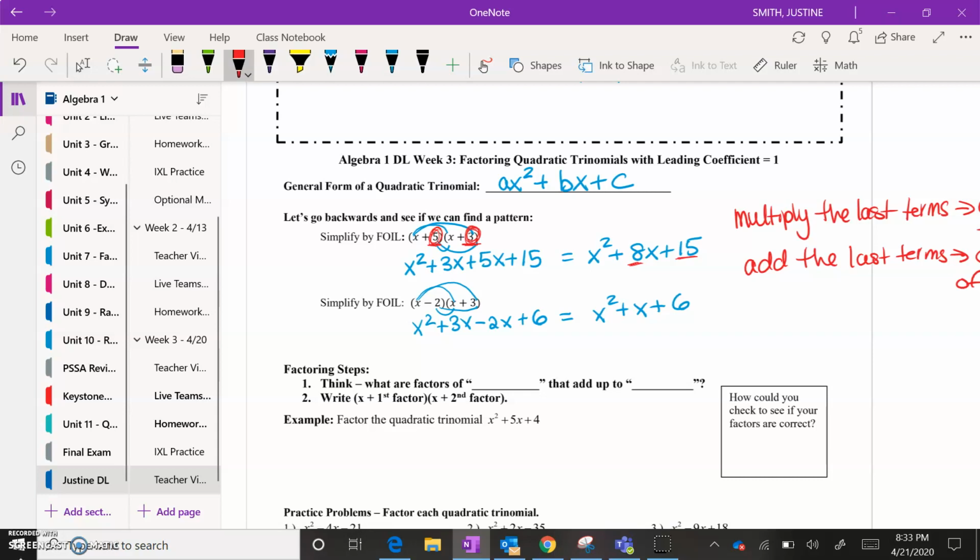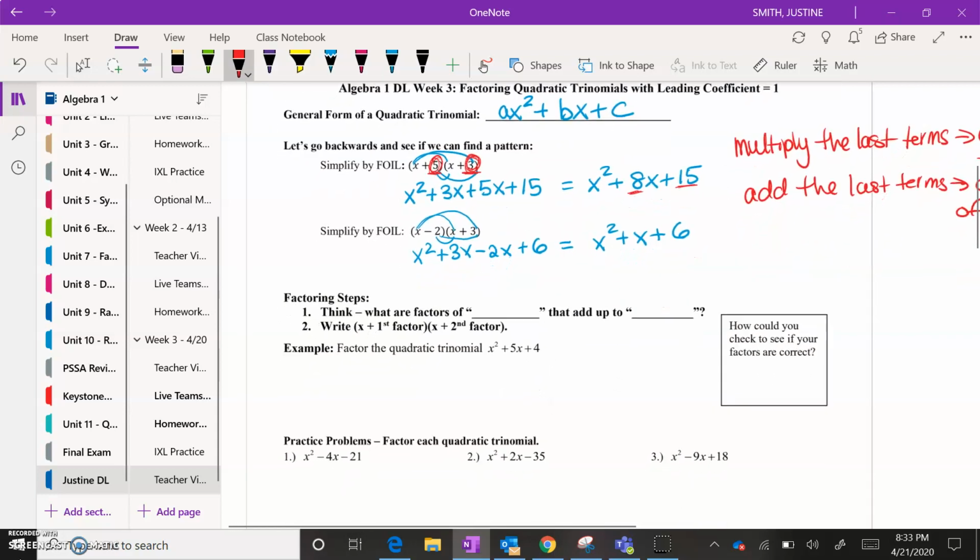So when we're thinking about factoring, we want to work backwards from here. What are the factors of the last term, like the 15, that add up to the middle term, which in this case up here would be the 8? And then we're going to write that in factored form.